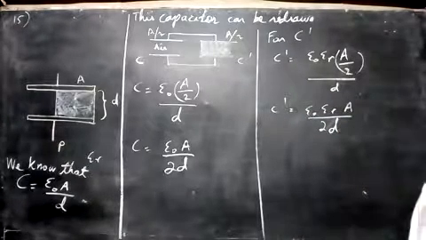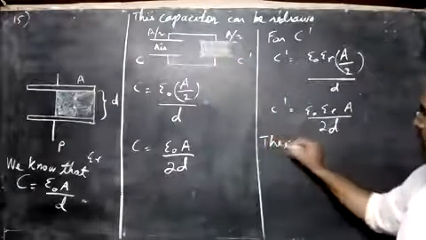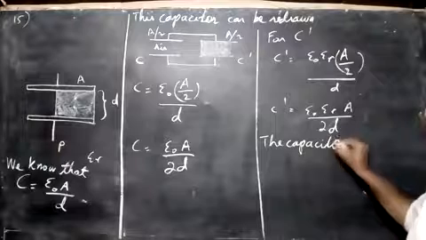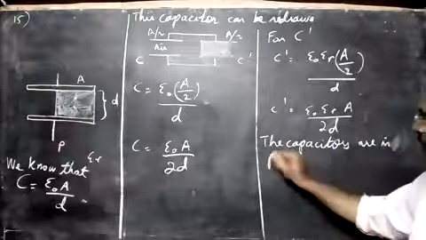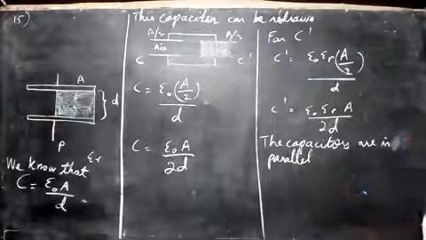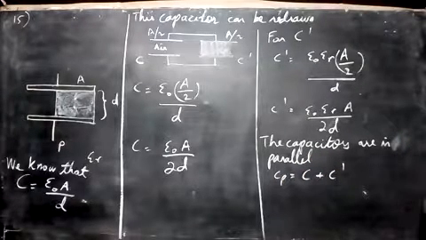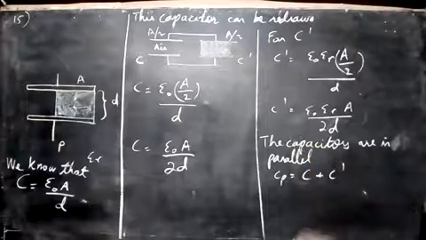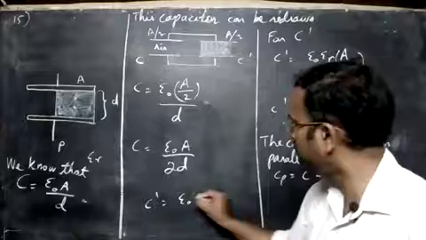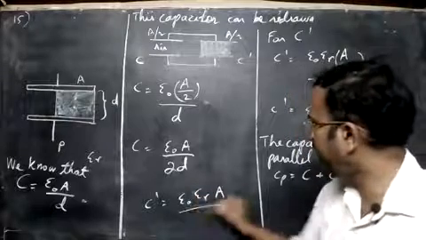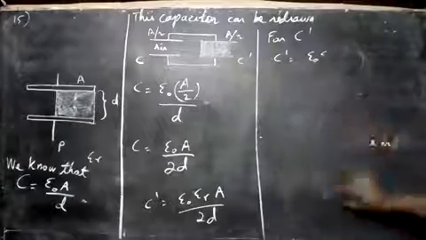Now we got these two values. So what to do now? These are two capacitors in parallel. Parallel means just add them. So Cp is equal to C plus C dash. Just add the capacitances. So I'll write these values here, C dash we got, that is epsilon naught into epsilon R into A by 2D. Let me rub this part here, then we can add them.